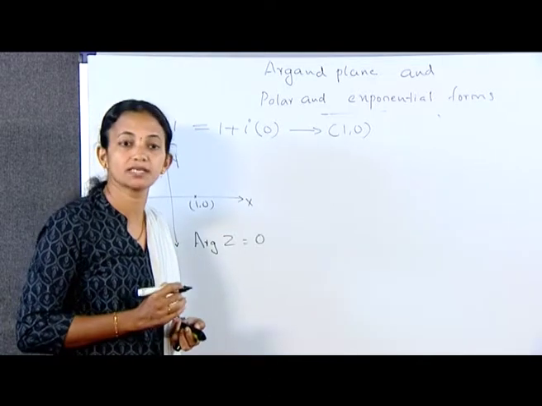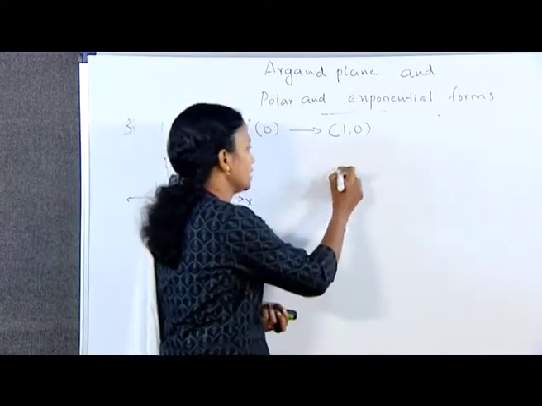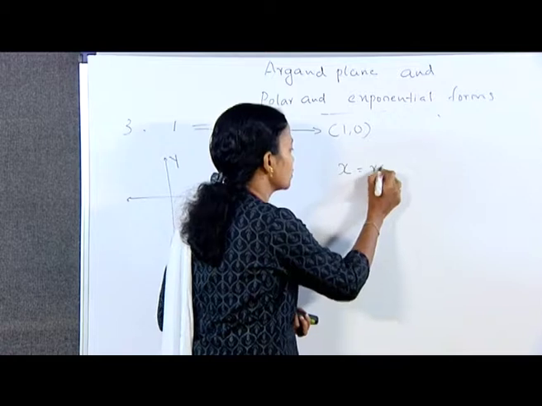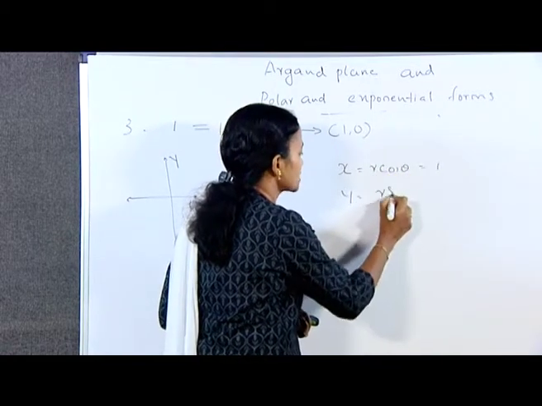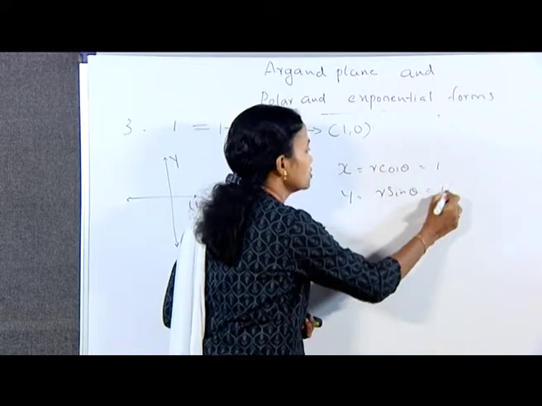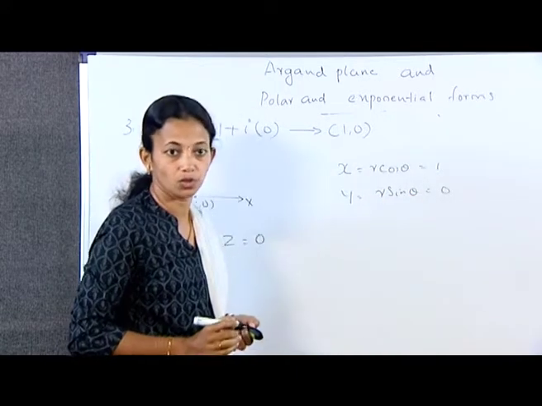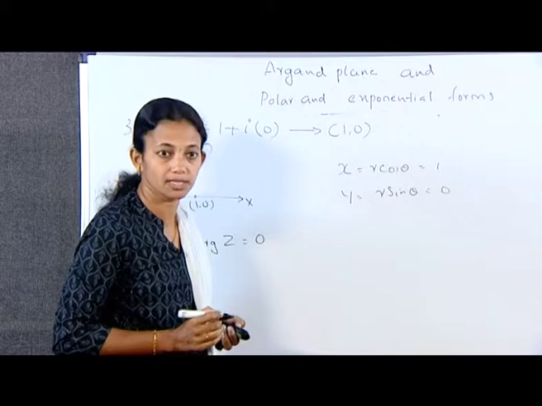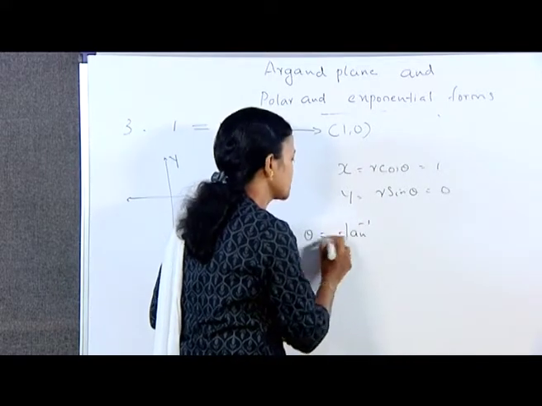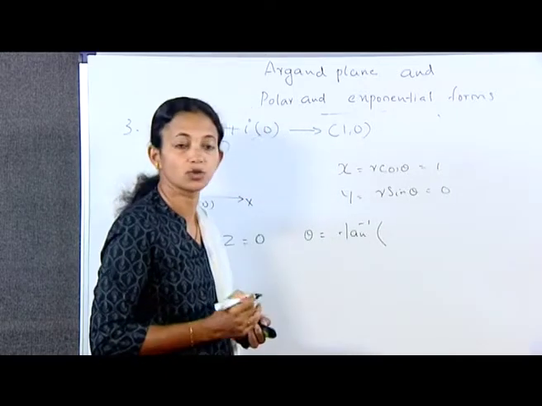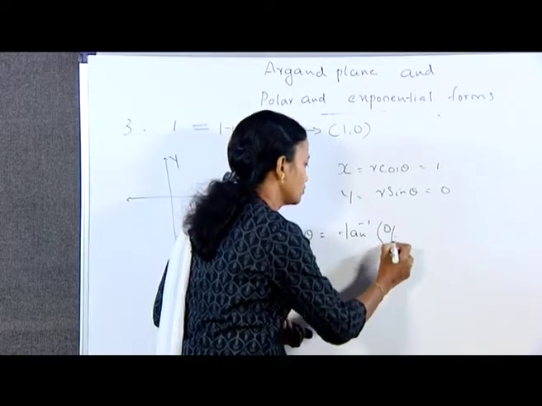This can also be seen as follows. That is, x is equal to r cos theta, which is equal to 1, and y is equal to r sin theta, which is equal to 0. So, the principal amplitude of 1 is tan inverse of 0 by 1, which is equal to 0.